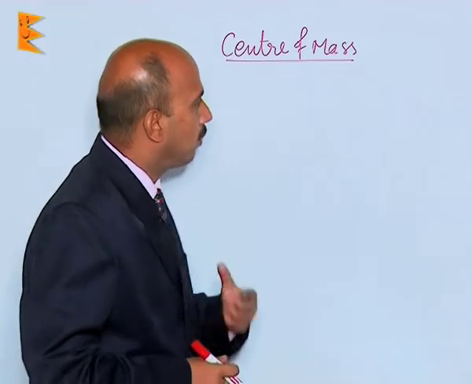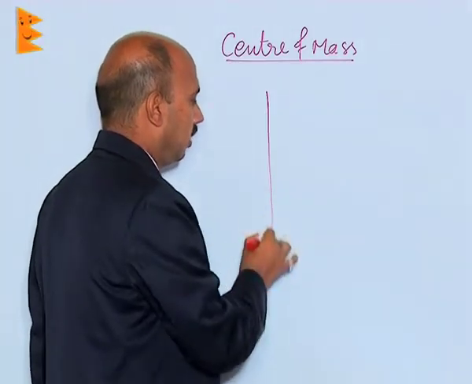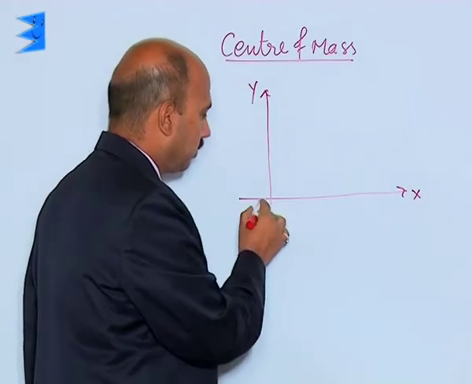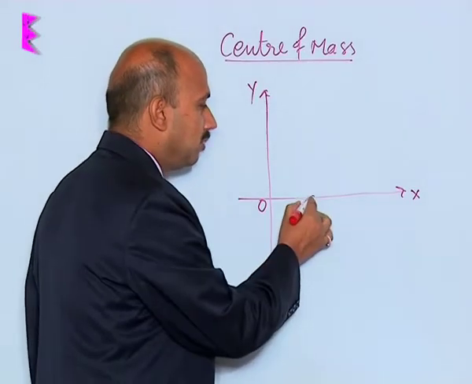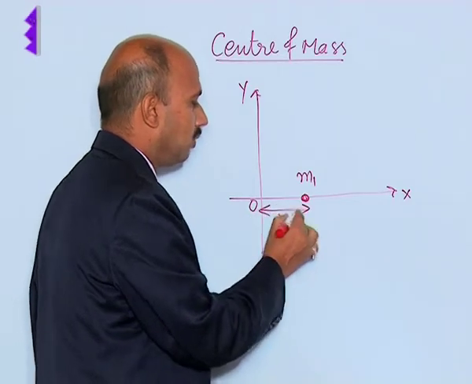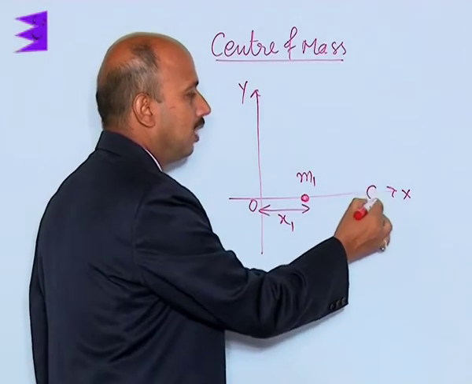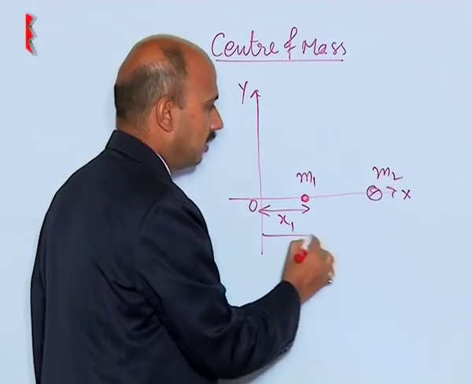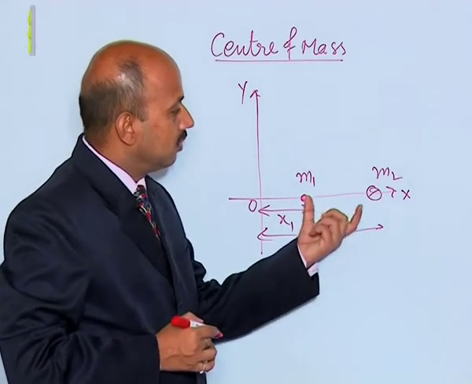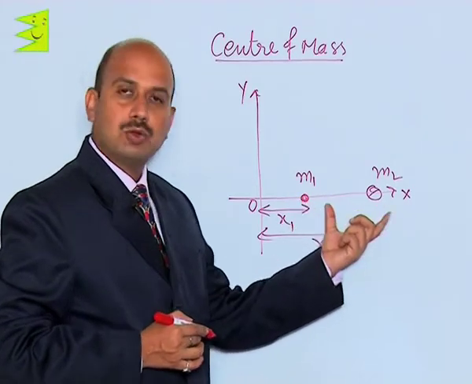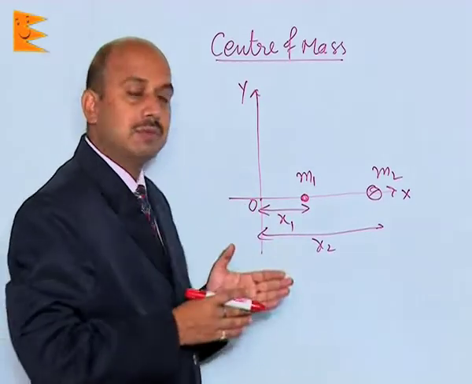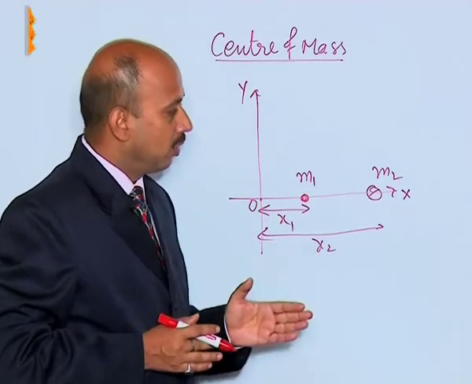So, here suppose you have a system like this. This is the x axis and this is the y axis, this is the origin. Suppose one point mass is here, whose mass is m1, and it is lying at a distance x1 from the origin. There is another mass m2 which is at a distance of x2 from the origin. So, this is a system of two bodies, m1 and m2. I have chosen an origin, that is the point O. We have chosen a frame of reference here.